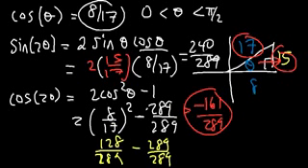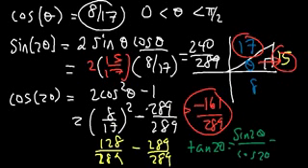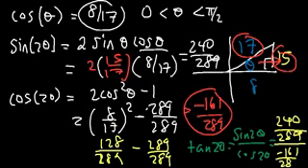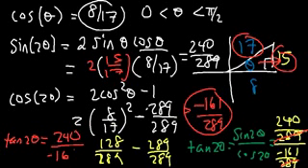Now, if you want to find tangent 2 theta, you can use the formula, or you can simply divide sine 2 theta over cosine 2 theta. Sine 2 theta, we got 240 over 289. And cosine 2 theta was negative 161 over 289. Notice that the 289's cancel. So tan 2 theta is just 240 over negative 161. That's the quick way to find it.